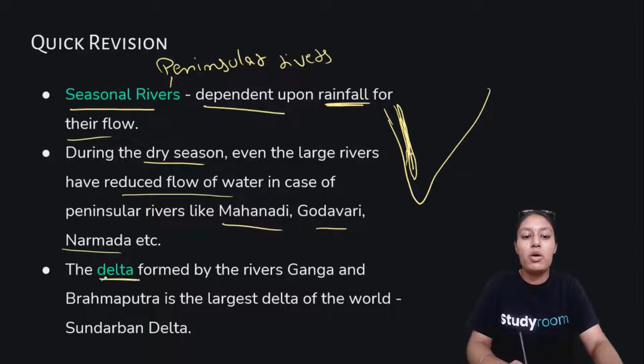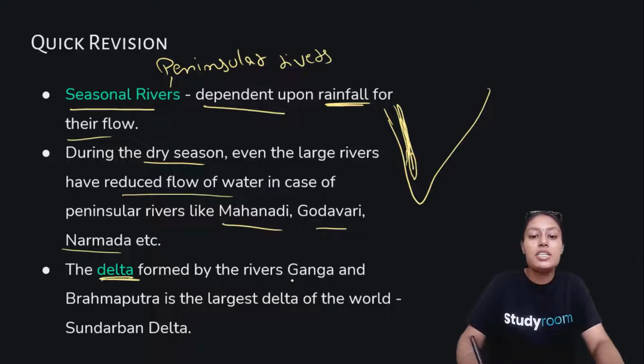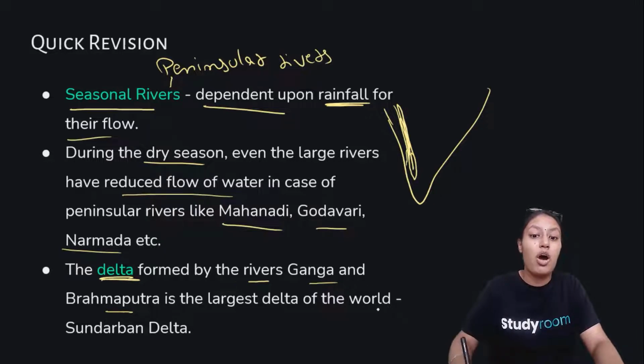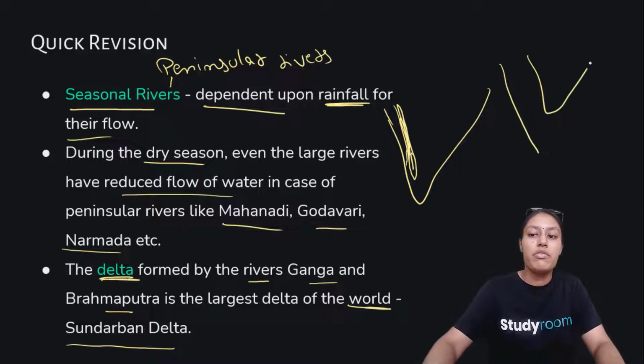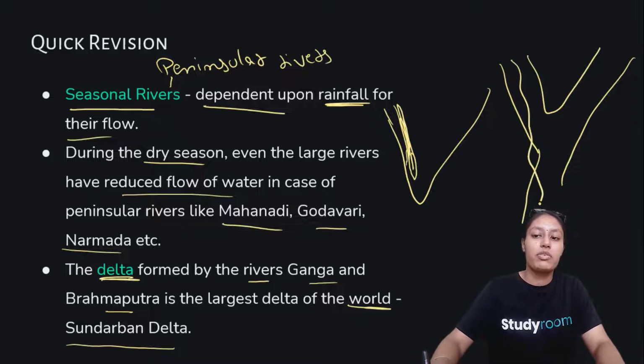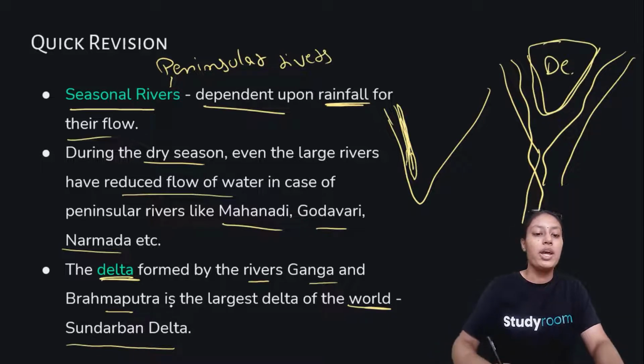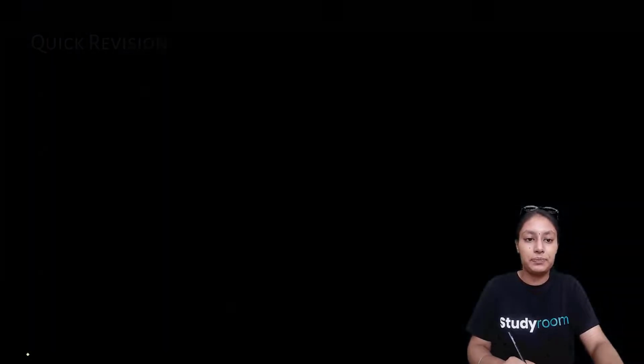Then we understand what a delta is. A delta is formed by the rivers Ganga and Brahmaputra, and this is the largest delta of the world. This is known as the Sundarban Delta. The Sundarban Delta is the region where, for example, Brahmaputra is coming from this side and Ganga is coming from this side. So this whole area is called a delta. So the Sundarban Delta is the largest delta in the world.